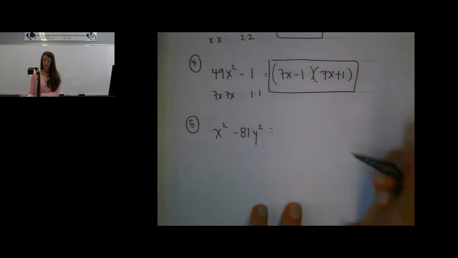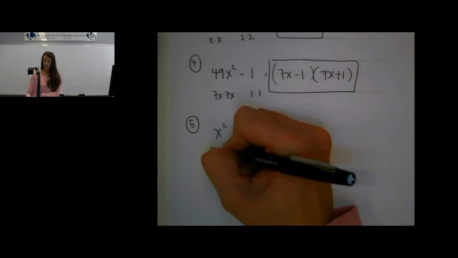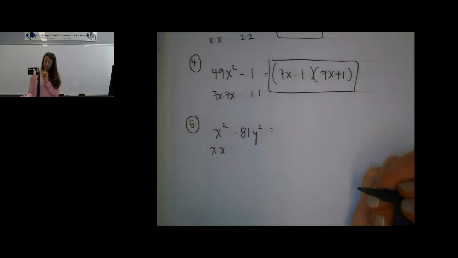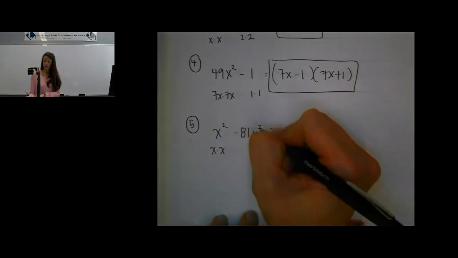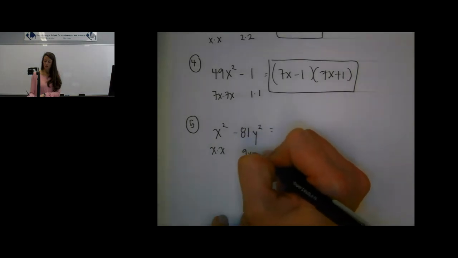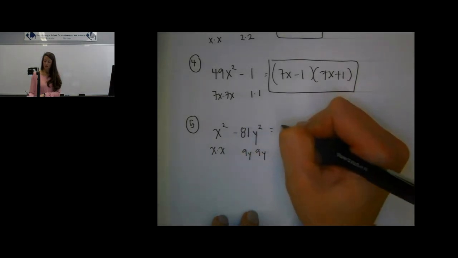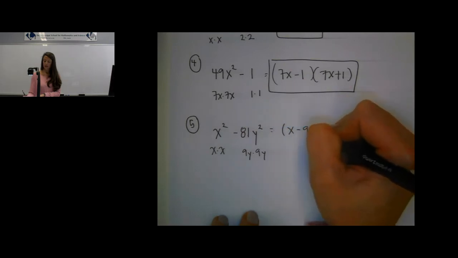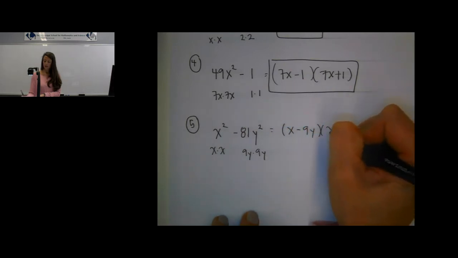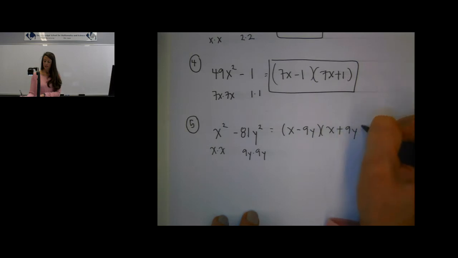Okay. Is the first term a perfect square? What multiplies together to give you an x squared? An x and an x. What multiplies together to give you an 81y squared? That's a 9y times a 9y. There's a minus sign in between these, so these will separate into x minus 9y times x plus 9y.